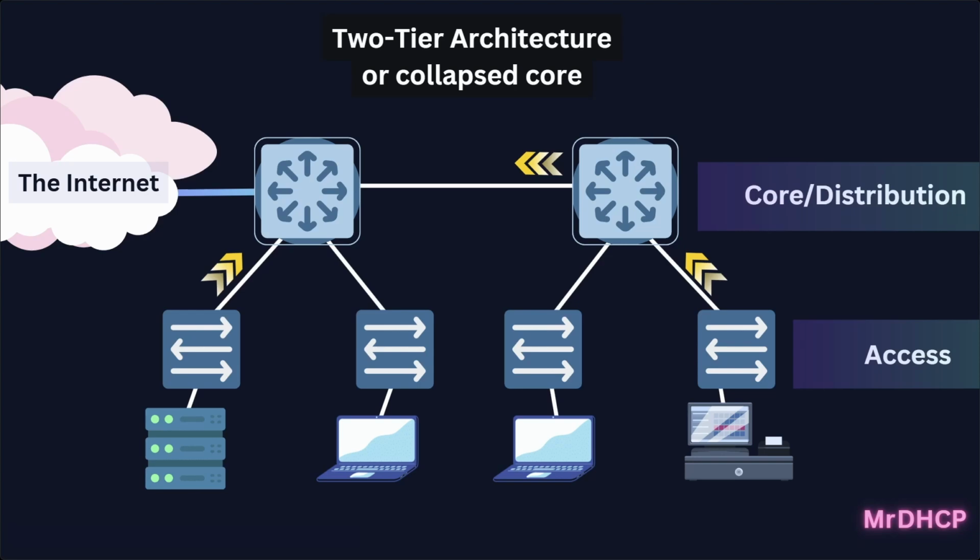Two-tier architecture or collapsed core design is often seen in smaller to medium-sized networks. In a two-tier architecture, we essentially combine the distribution and core layers into a single tier. You have the access layer where the end devices like computers, phones, and printers connect. Above that, you have the combined distribution and core layer that handles routing, policy enforcement, and connects to external networks like the internet.